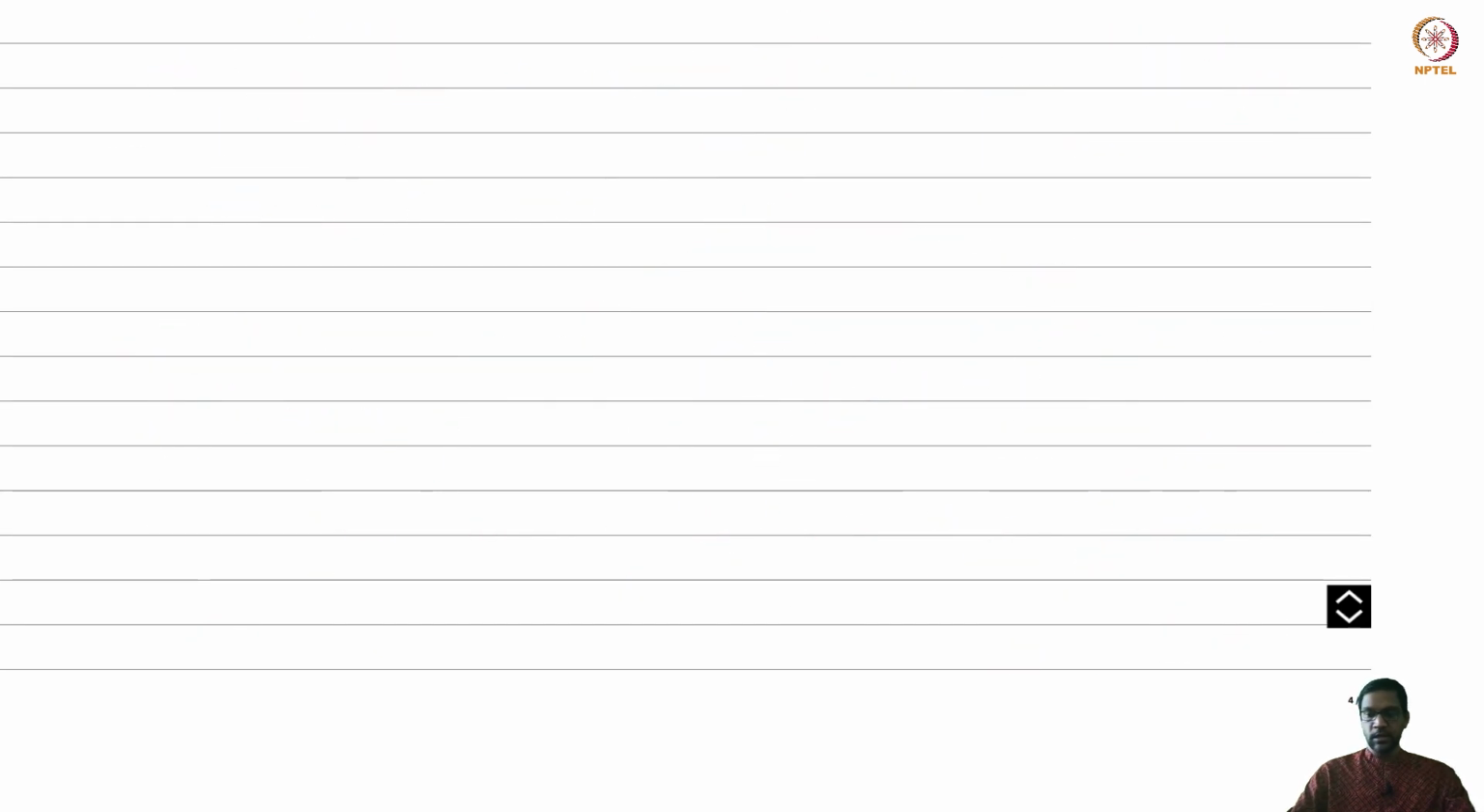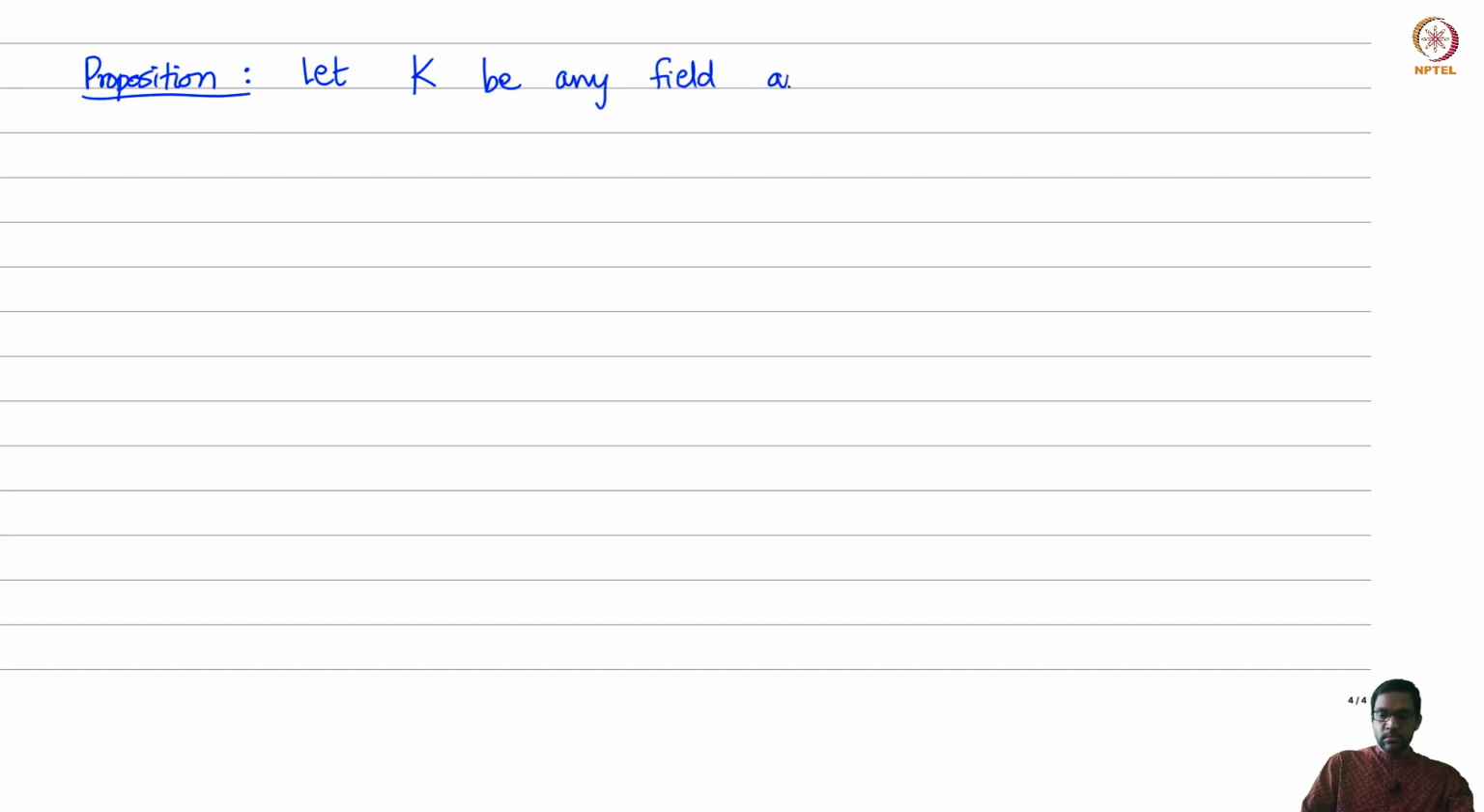Okay, now let us also write out another corollary sort of along the same lines of Artin's theorem. So, let me call this proposition. This proposition says the following: let K be any field and Gamma a finite subgroup of the group of automorphisms. This is the same hypothesis as in Artin's theorem.